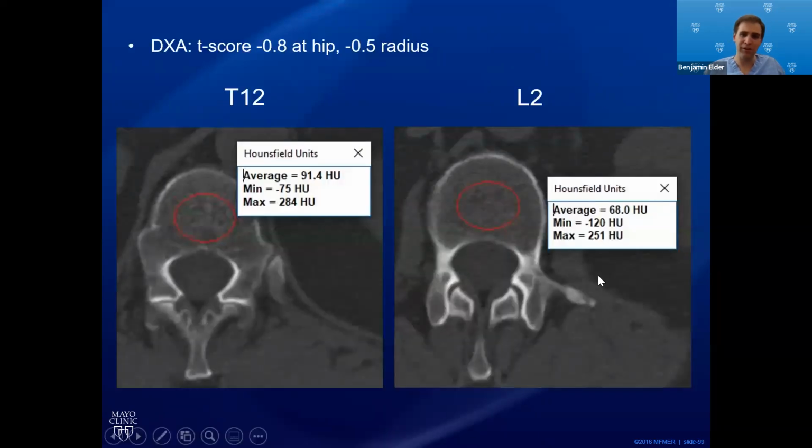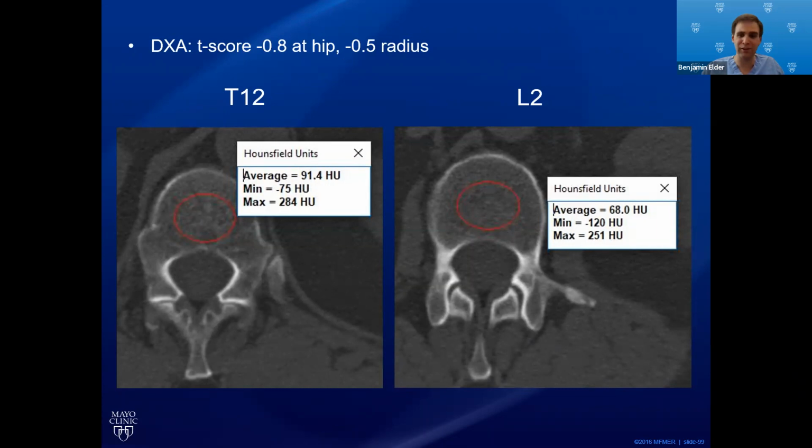looking back at her Hounsfield units, so on the initial one, her DEXA again was minus 0.8 at the hip and minus 0.5 at the radius. So this doesn't even fall in the osteopenic range. This is a normal bone density. But her Hounsfield units at L2 were 68, which is severely osteoporotic. And again, we stopped at the thoracolumbar junction on the second revision with Hounsfield units in the 90s.